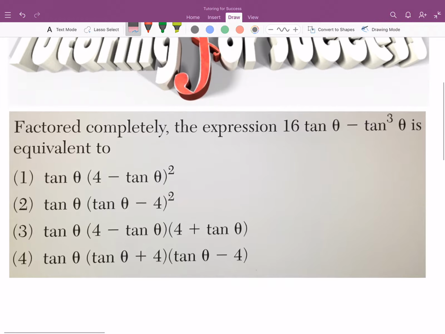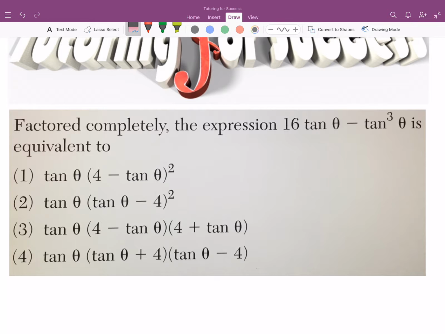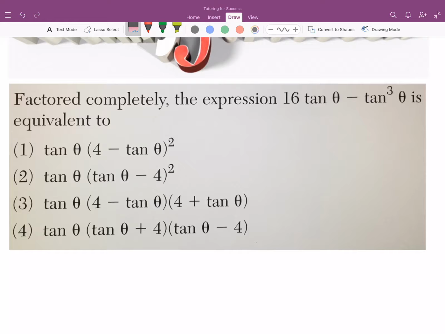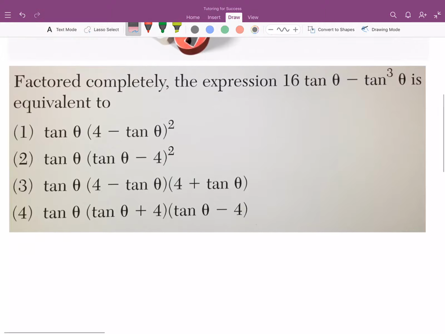We have one of these problems from trigonometry, where you have sine theta, cosine theta, cotangent, all that. This particular problem is asking us to factor this trigonometric expression. It says, when factored completely, what does the expression look like? We have four different choices.